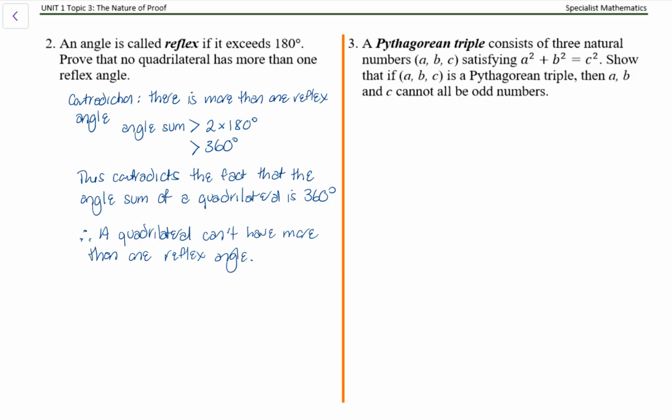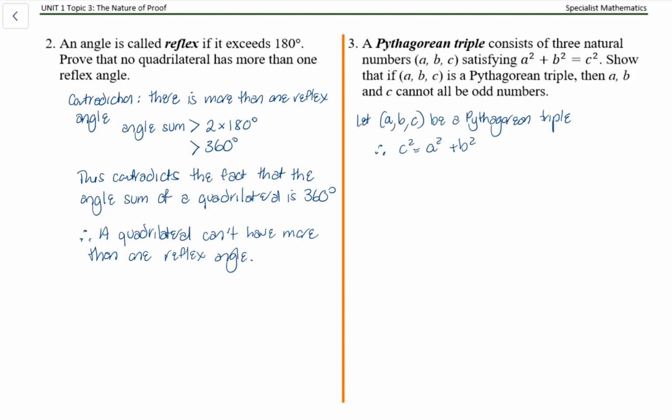Okay, let's look at the next one. A Pythagorean triple consists of 3 natural numbers, a, b, c, satisfying a squared plus b squared equals c squared. Show that if a, b, c is a Pythagorean triple, then a, b, c cannot all be odd numbers. Okay, so let's start. Let a, b, c be a Pythagorean triple. So therefore c squared has to equal a squared plus b squared.